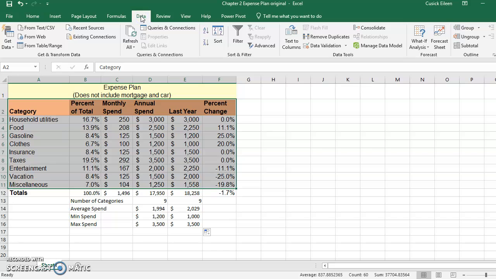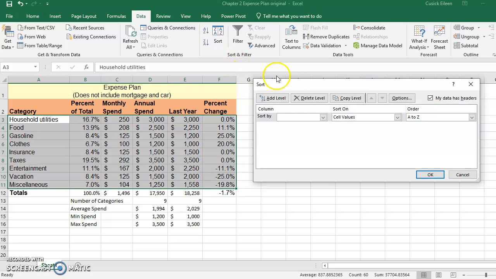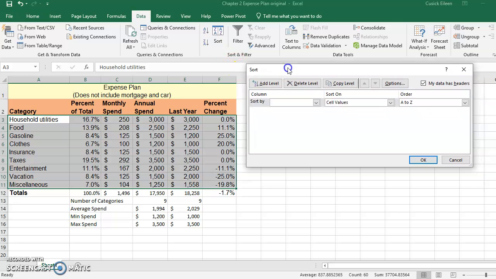So I'm going to click on data. And I have sort and filter. Now I think rather than go into these quicker sorts, I'm going to go into the button that says sort. And up pops a dialog box. So what do I want to sort by?